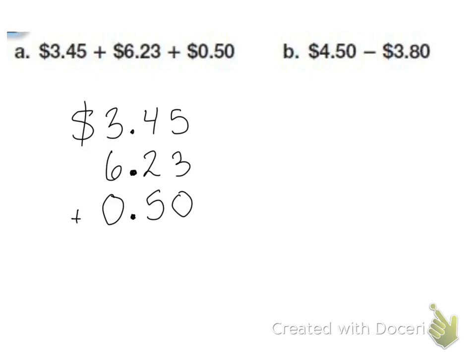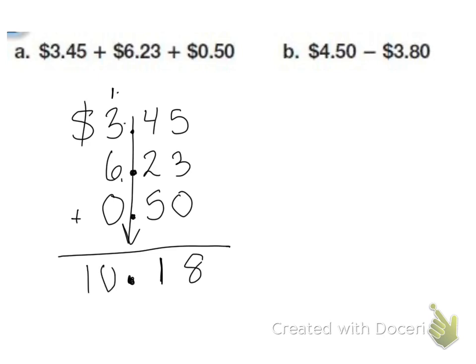Now I can add these together. And then I add like I normally would. 5 plus 3 is 8. 4 plus 2 is 6. Plus 5 is 11. And I carry the 1 over. My decimal point comes straight down. And then I have 1 plus 3 is 4. Plus 6 is 10. So my answer is $10.18.